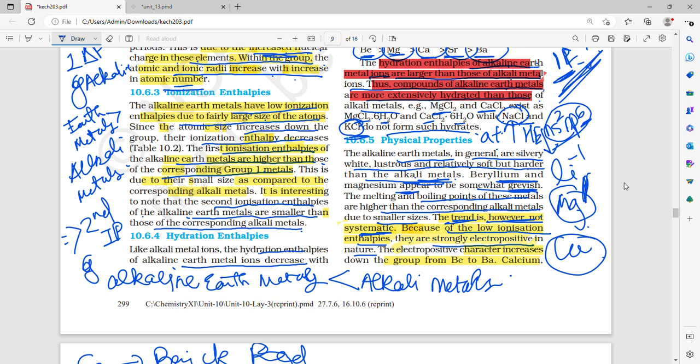We know that in alkali metals, except for lithium, no other metal forms hydrates. Lithium forms LiCl.2H2O. Why? Because it is the first element, it has the smallest size, it has the greatest hydration enthalpy, and it shows anomalous behavior as compared to all other metals, and it also shows diagonal relationship with magnesium. Therefore magnesium and also calcium both form hydrates, that is MgCl2.6H2O and CaCl2.6H2O, whereas NaCl and KCl do not form such hydrates.